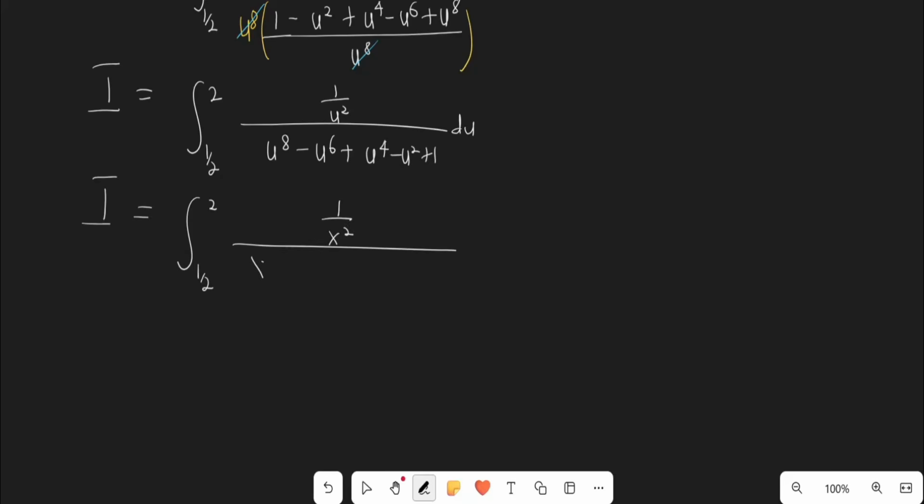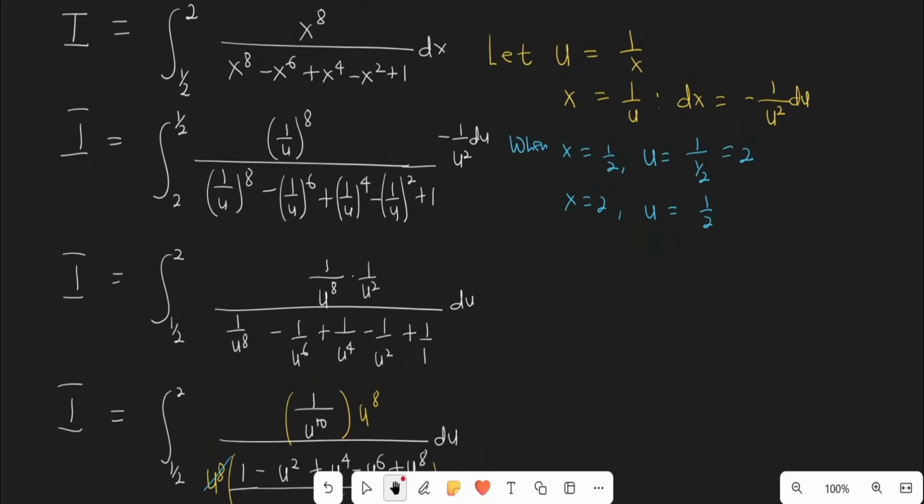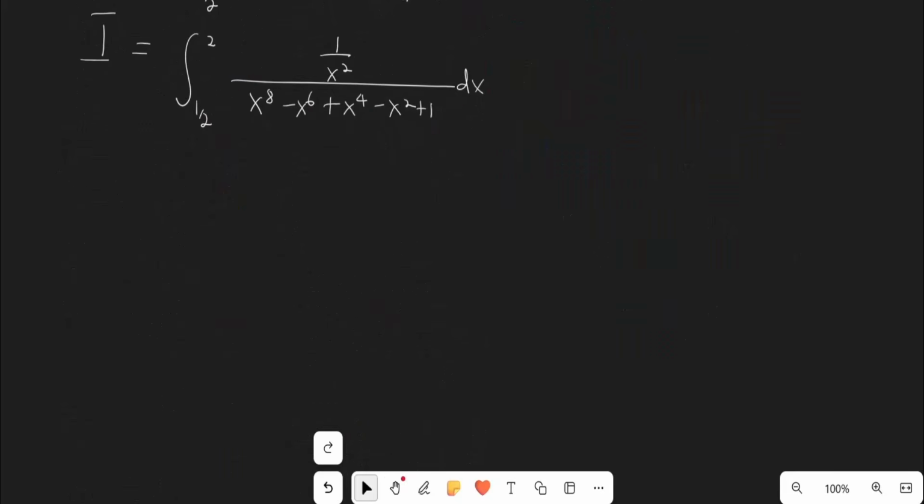All this one divided by x raised to the power 8 minus x raised to the power 6 plus x raised to the power 4 minus x squared plus 1, and then dx. So permit me to add this integral transformed by the u sub to the original integral. So the trick here is to now add I plus I, and that is equal to the integral.